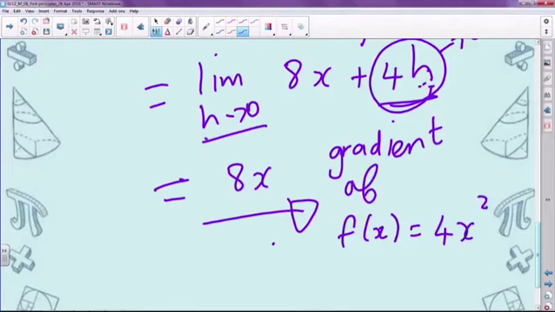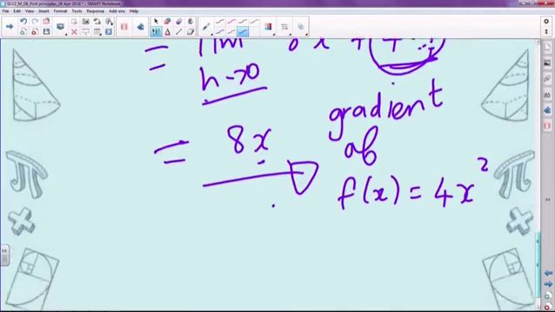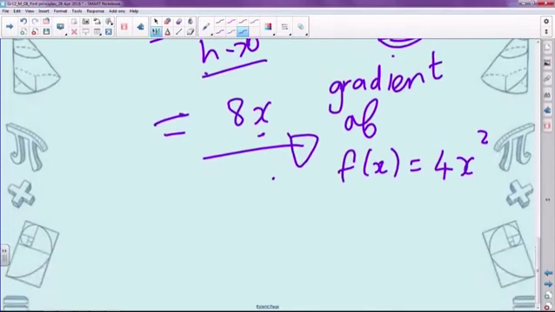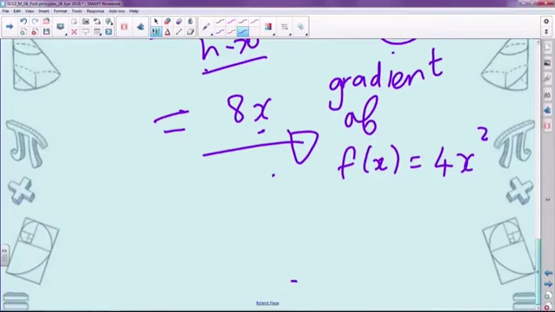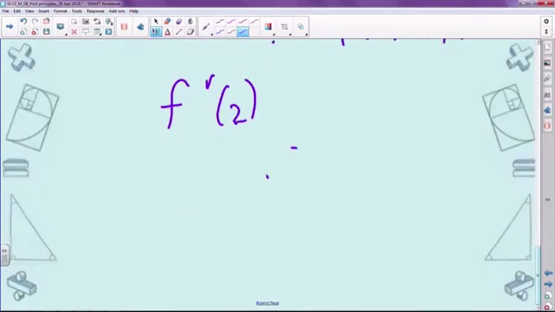So we found the gradient of the curve. If I knew specific values for x, I could work out the gradient then at any point on the curve. This also can be used to work out the slope of a tangent at any point on the curve. So the next part of the question said to you, well, find the derivative when x is equal to 2. Find f prime 2. And then you also had to explain what you have found.